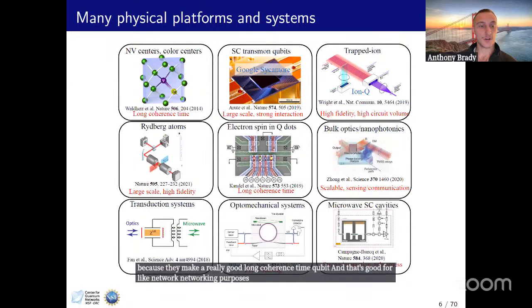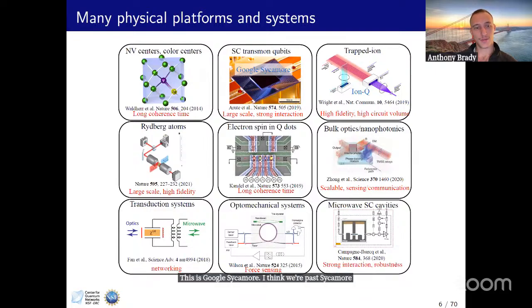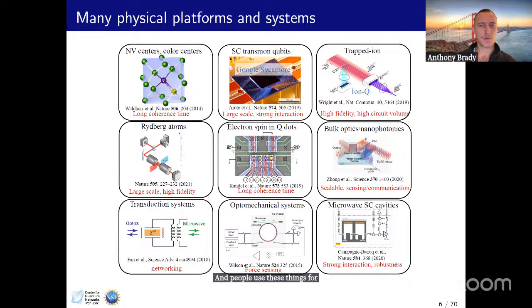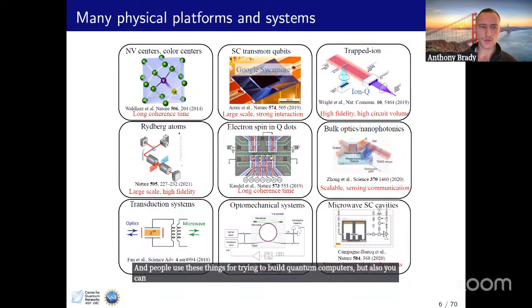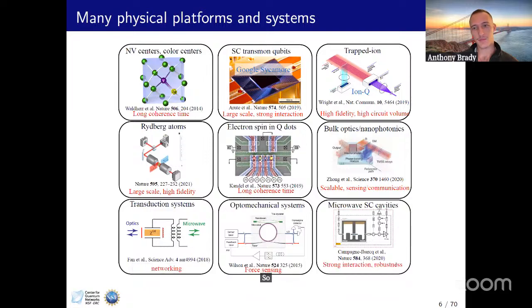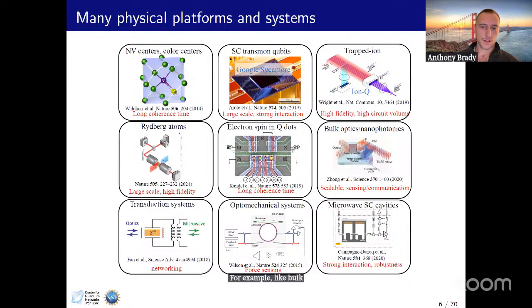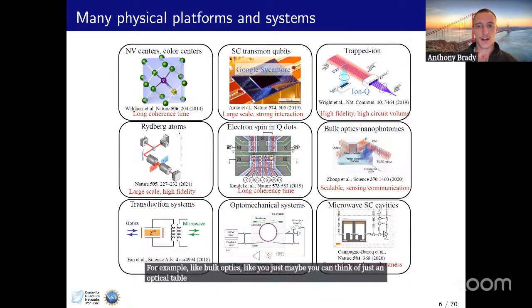People work on superconducting transmon qubits. This is Google Sycamore. I think we're past Sycamore now, we're at Willow or something. People use these things for trying to build quantum computers, but you can also leverage transmon qubits as sensors. Similar thing with trapped ions, and then there's all these other platforms as well. For example, bulk optics, like maybe you can think of just an optical table, or nanophotonics, where now you shrink the optical table down to very small sizes and you stitch them on some board. Okay, so that's that.